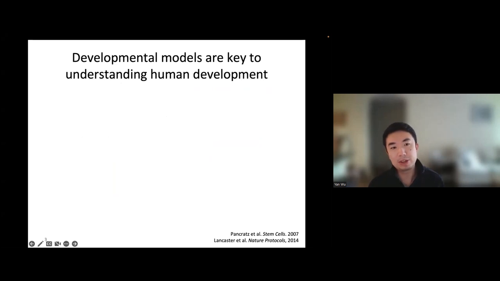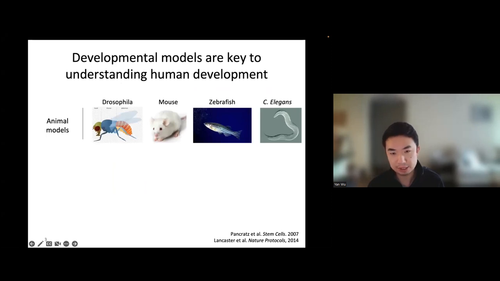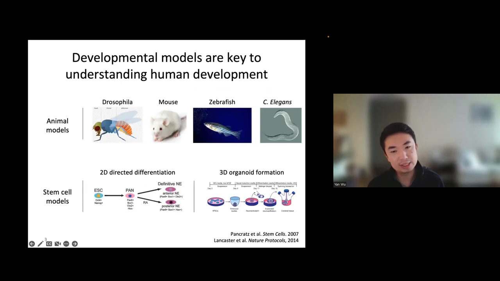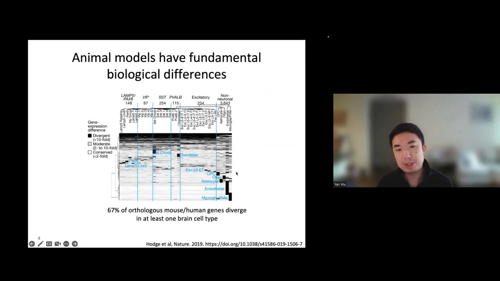So developmental models are key to understanding human-specific development, I think, as everyone in this conference most likely knows. And there are a couple of different ways to go about it, including animal models and different types of stem cell models more recently. And one issue with animal models is there are fundamental biological differences, especially in the neuroectoderm area. For example, in this single cell study, they mapped orthologous mouse human cell types, and they found that there are quite a few differentially expressed genes. There are quite a few genes that diverge in at least one brain cell type.